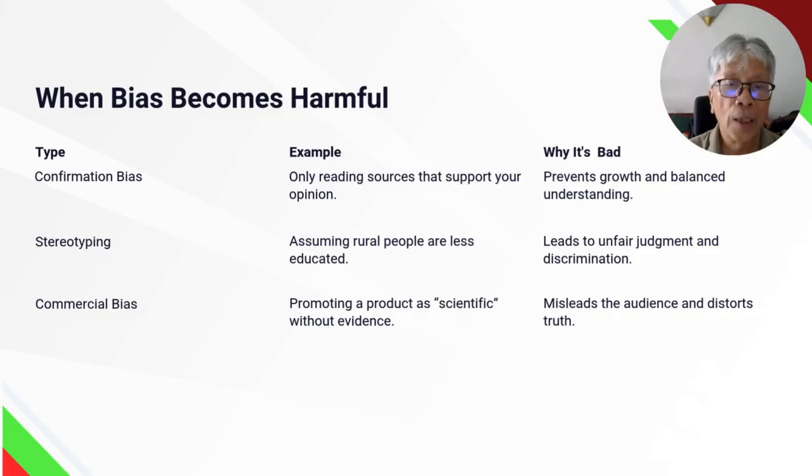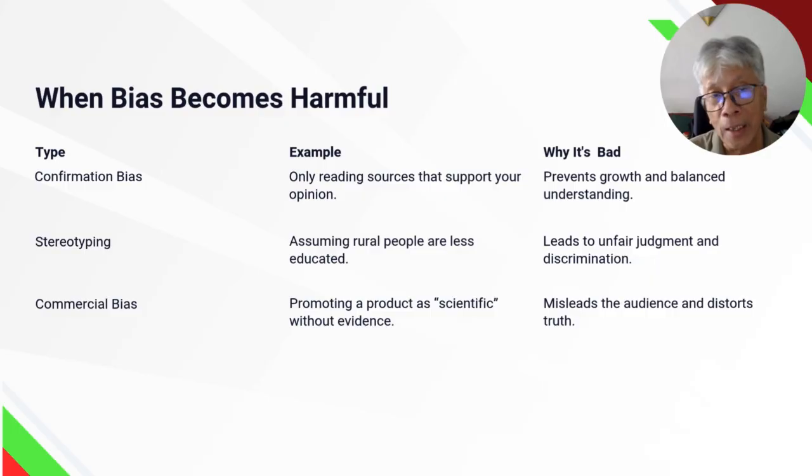Stereotyping, assuming the rural people are less educated, leads to unfair judgment and discrimination. So that's harmful and bad. Yeah, that's an example of that. Commercial bias is always or almost always bias. For example, promoting a scientific product without evidence will mislead the audience or distort the facts.